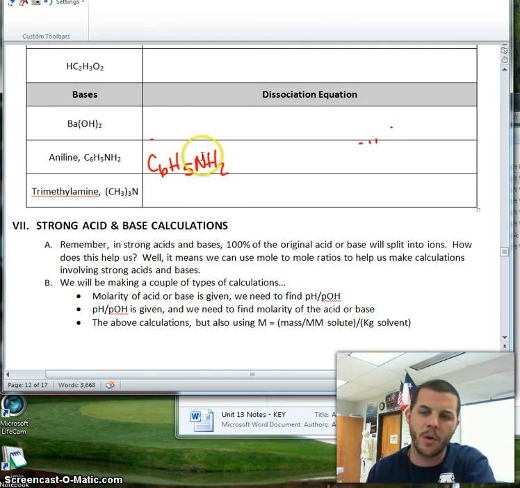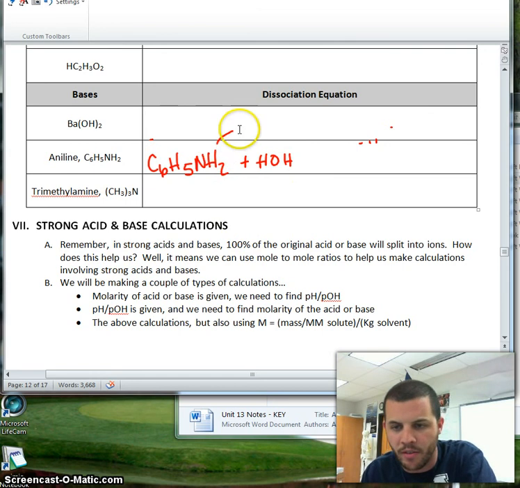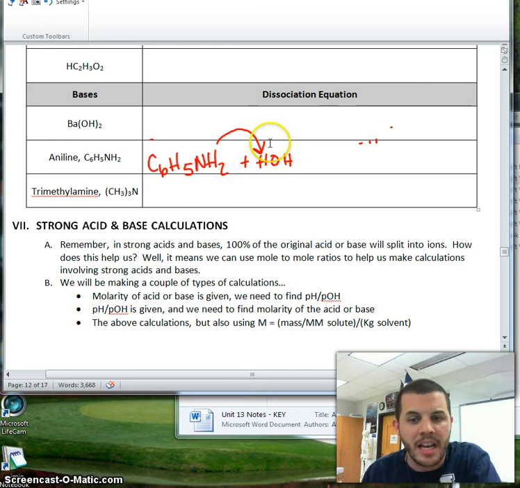Well, obviously there's no oxygen here, so there's no way that I can dissociate it. Now, what I have to do with every single weak base is I have to make sure that water is included, and I'm going to show water as HOH. What's going to happen is the aniline is going to reach over here, and it's going to steal a hydrogen away from water. So what's that going to give us?